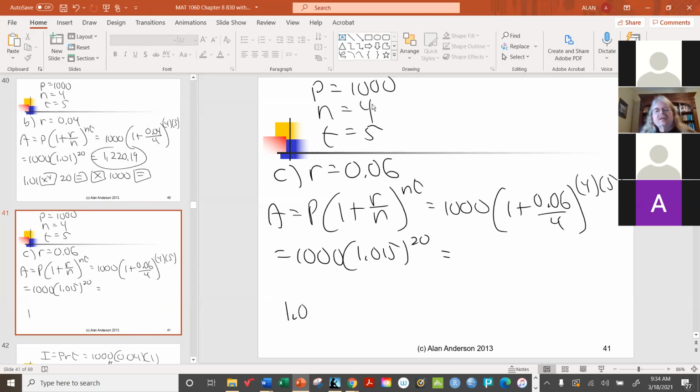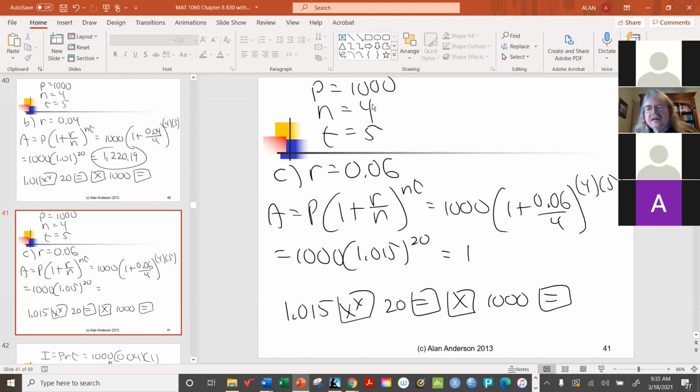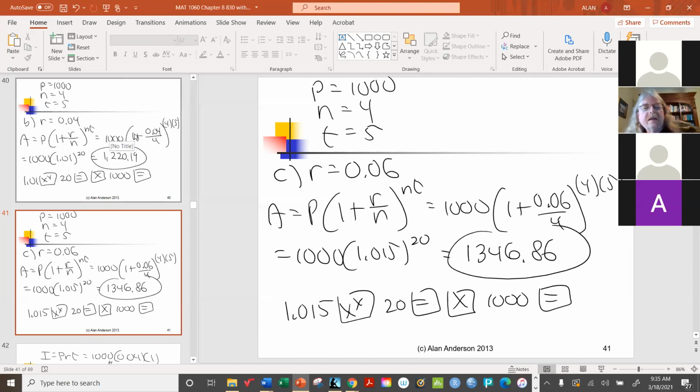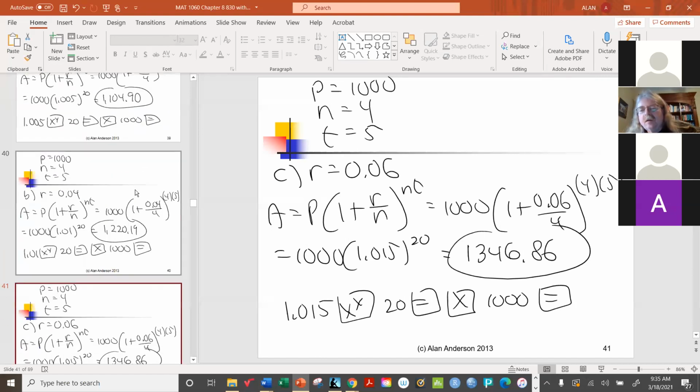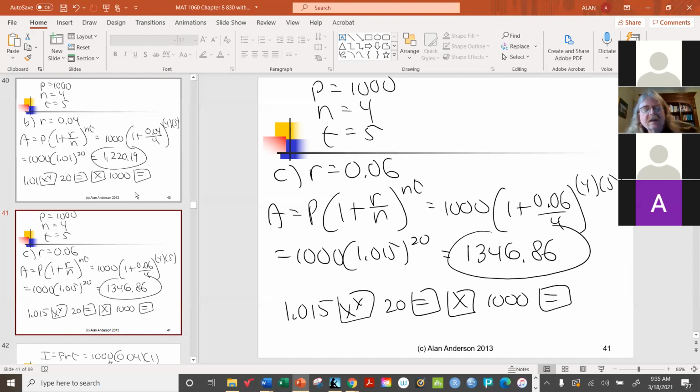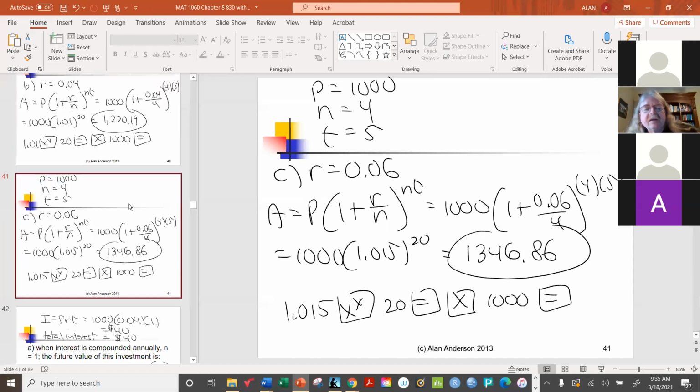which down here you could see on your calculator as 1.015 exponent 20 equals times 1,000 equals. And when you're done, you'll get 1346.86 after a little rounding. Okay, so if you got that one, that's great. Move on to the next one. In part D, the interest rate is 8%. All right, when we're done, I'll summarize all these on that one slide on the top so we can see side by side how they're all affected by this.